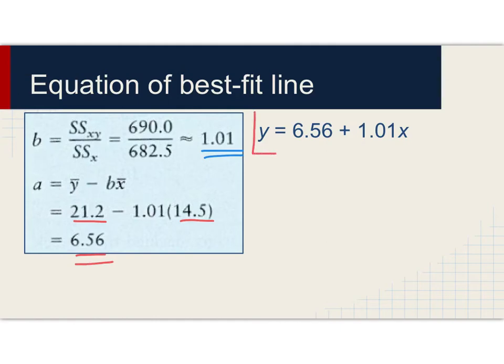And so here is our equation for the line of best fit. For any number of advertisements X, we will estimate the number of cars that are sold as 6.56 plus 1.01 times the number of ads that we sell.